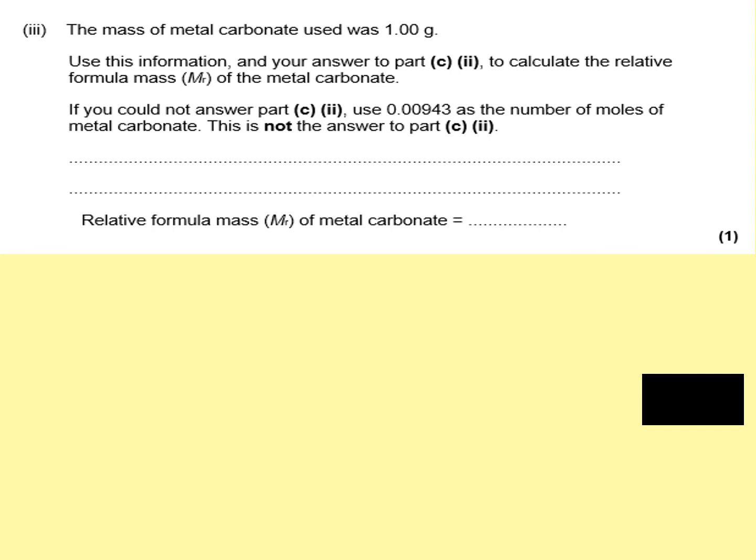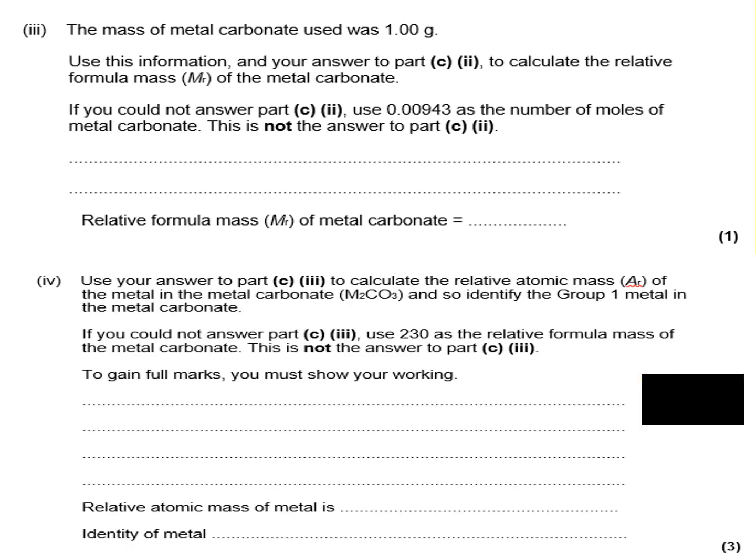Now what happens is the question then continues and it says the mass of the metal carbonate was 1 gram, and it asks you to use that information and your answer to C part 2 to calculate the relative formula mass of the metal carbonate. And if you hadn't got the correct answer or you hadn't been able to work it out, they give you an answer to use. But as we've worked ours out, you should be able to do that. And then there's a final part to the answer where we should actually be able to work out what the relative atomic mass of the metal is and then use our periodic table in order to actually identify the metal.